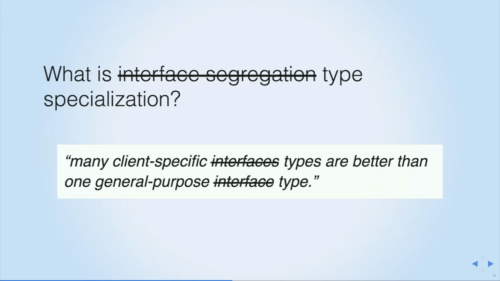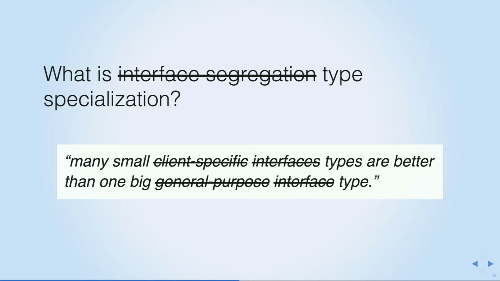So, many client-specific types are better than one general-purpose type, but I don't like clever words. And to me, client-specific is trying to sound clever for no particular reason. So instead of that, I'd prefer to say many small types are better than one big type.